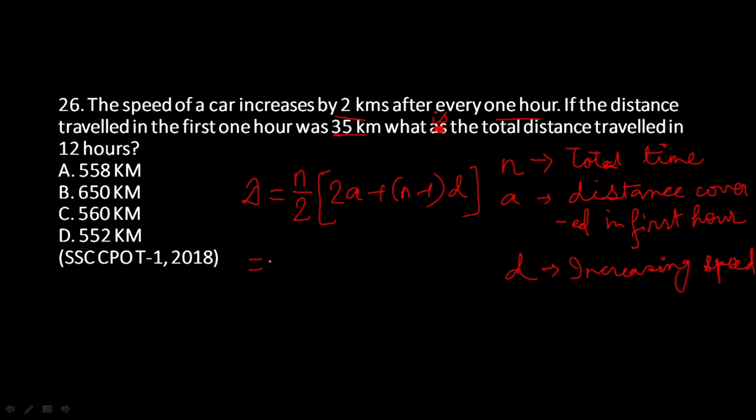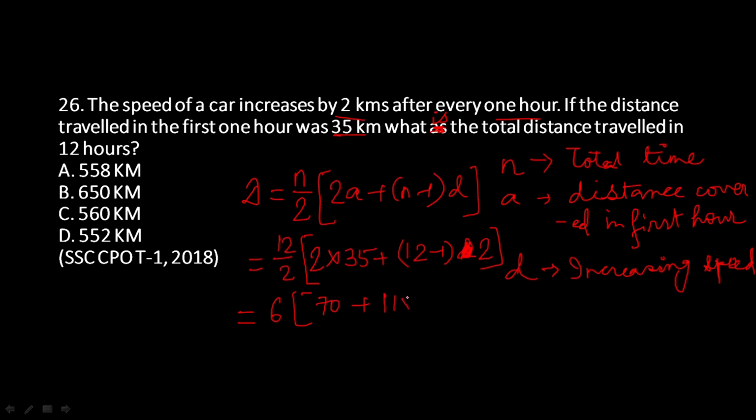Okay, so here n equals the total time. Total time means 12 hours, so 12 by 2. 2a is 2 into 35 plus n minus 1 means 12 minus 1, 11, and d is equal to 2, right? So it will be 6 into 70 plus 11 into 2 means 22. So 6 into 92 is the answer. It will be 552. 552 km is the distance.